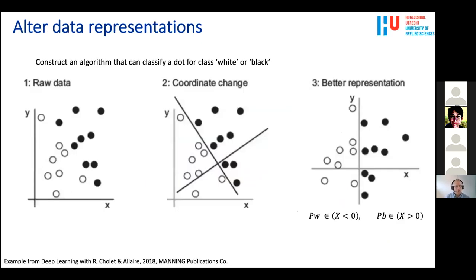So if we look at this black and white dot example, we can see that if we rotate the Y and the X axis and represent the data in a different way without changing the actual underlying data, we can come up with a fairly easy way of classifying these dots. If X is lower than zero, then the dot is white. And if X is higher than zero, the dot is black. This is a very elementary way of looking at data representations. We don't actually change the data, we're just transforming and representing the data in a different way, or even in a different space.